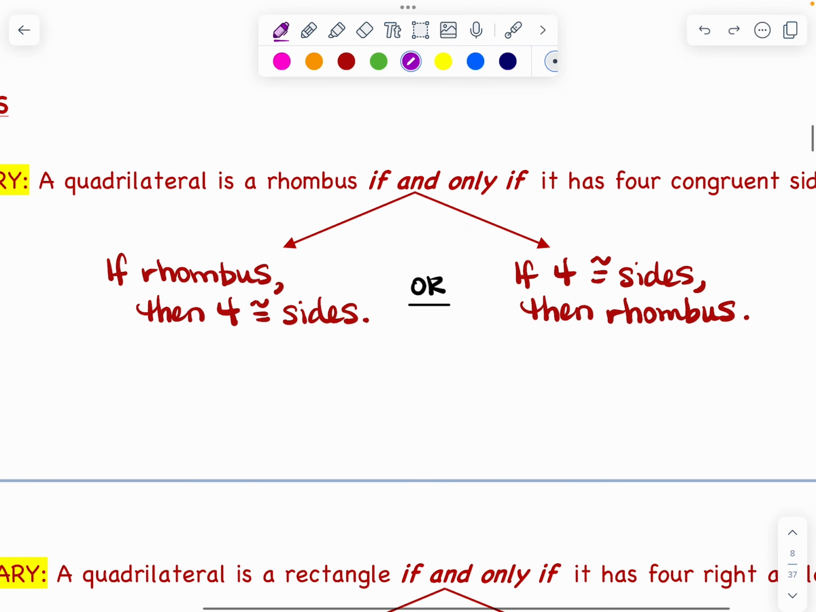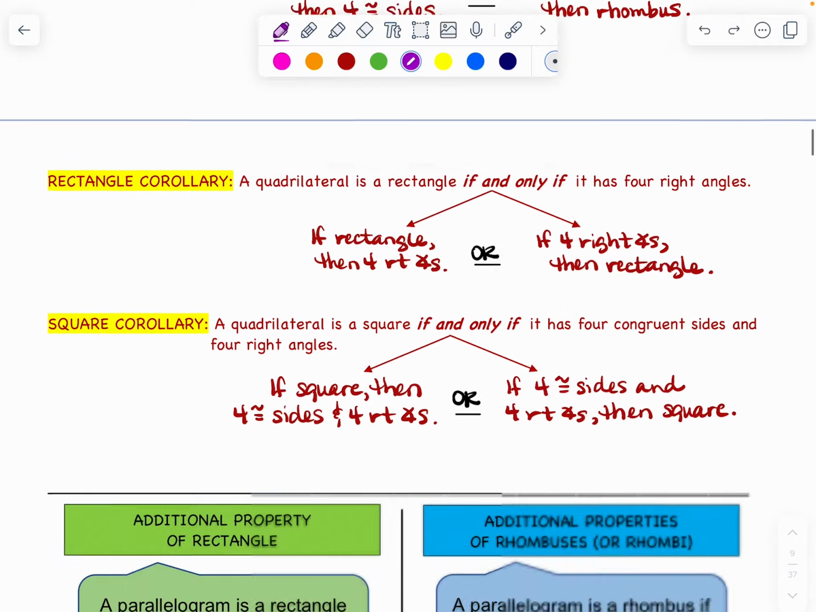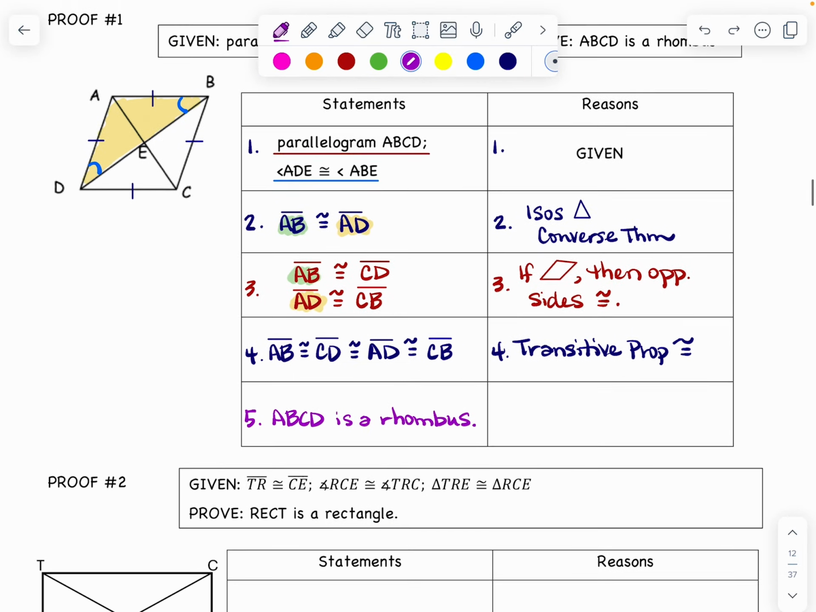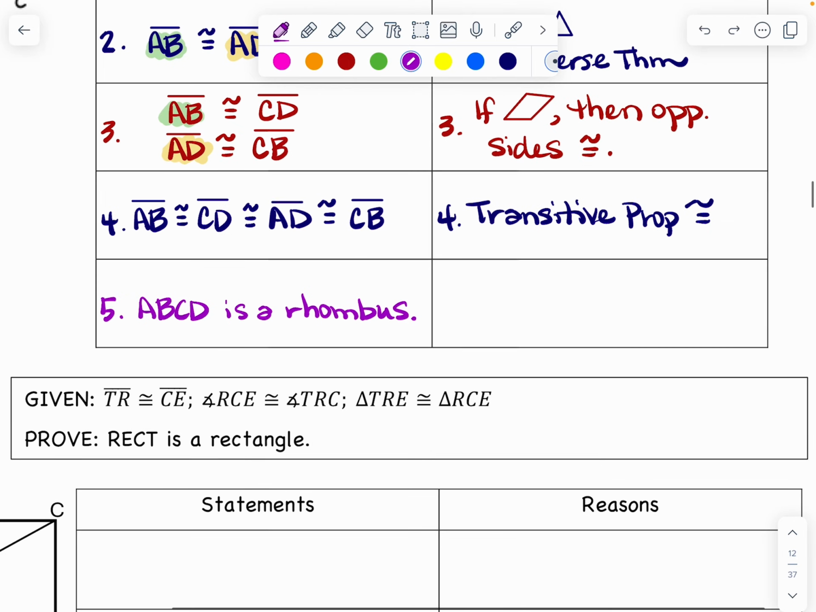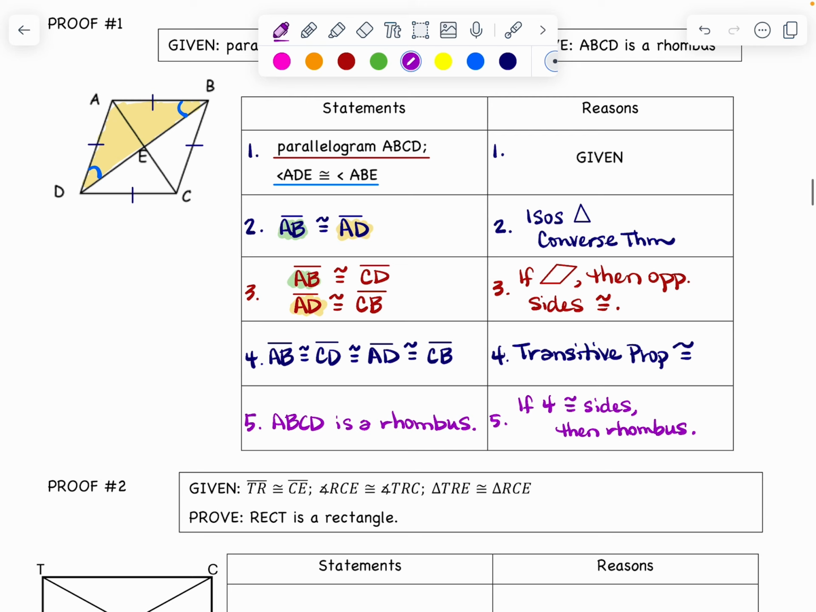And I know that because, remember, I'm going to go way back up here. Remember our rhombus corollaries. So I'm either going to use if rhombus, then four congruent sides, or if four congruent sides, then rhombus. So which one are we going to use? Well, we don't know it's a rhombus yet until we prove it, right? But we have proven we have four congruent sides. So that is our hypothesis. So if four congruent sides, because that's what we just proved, then it must be a rhombus.